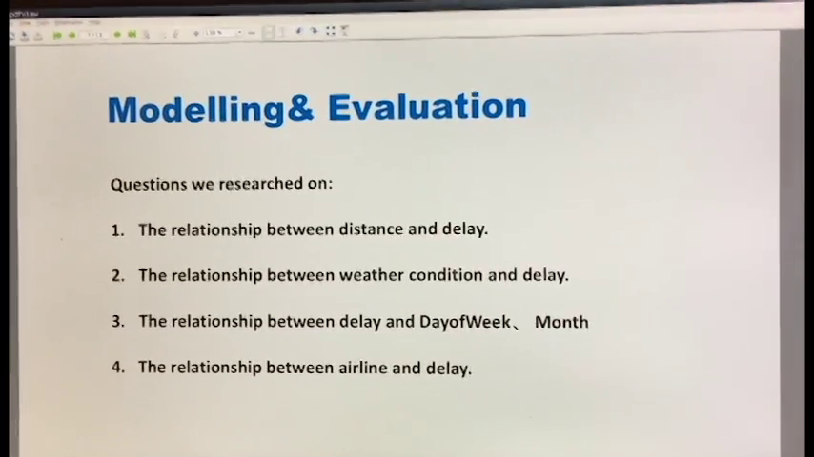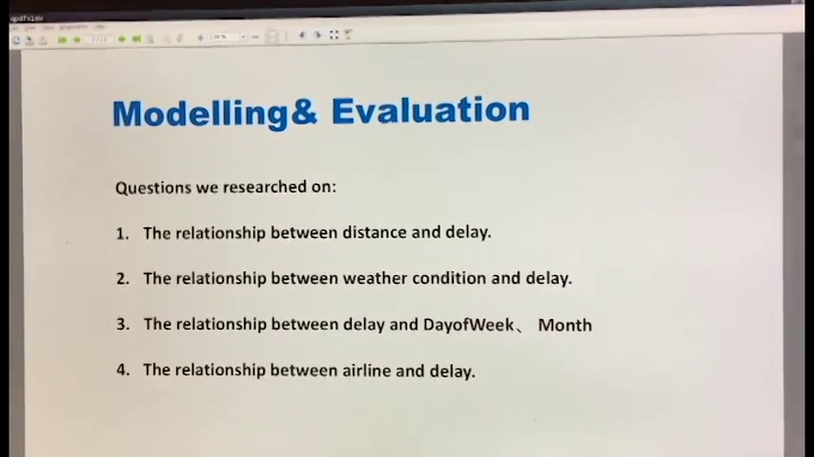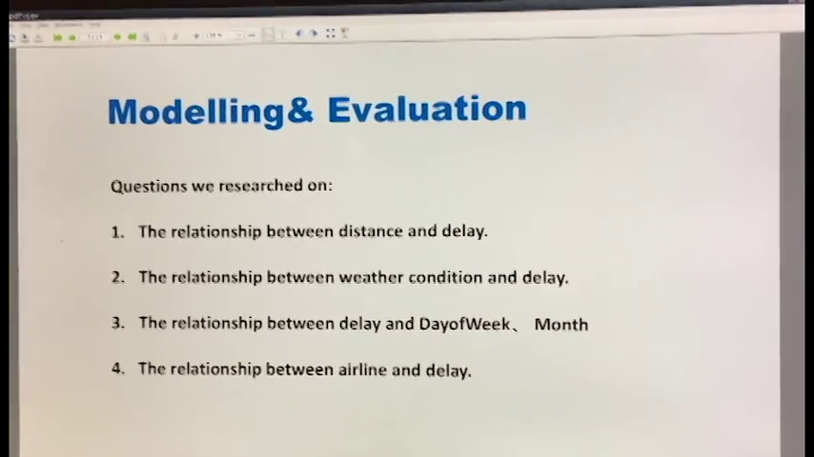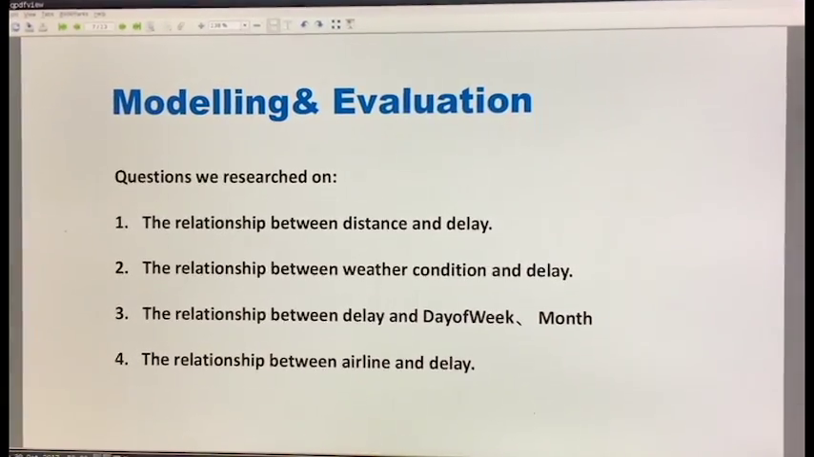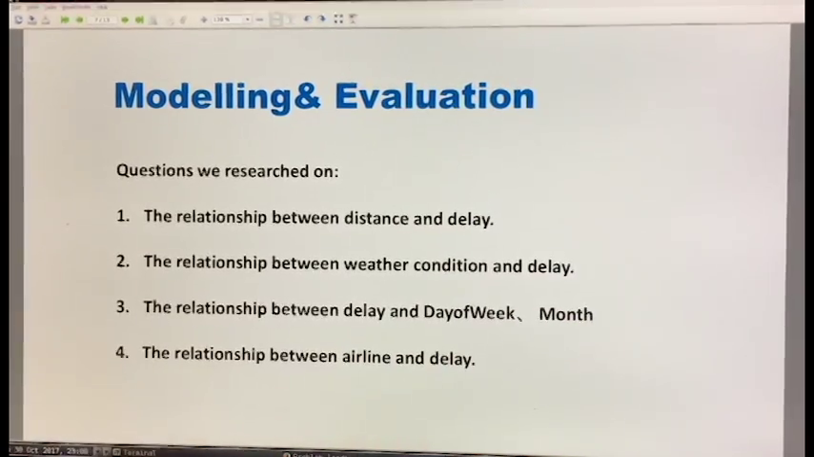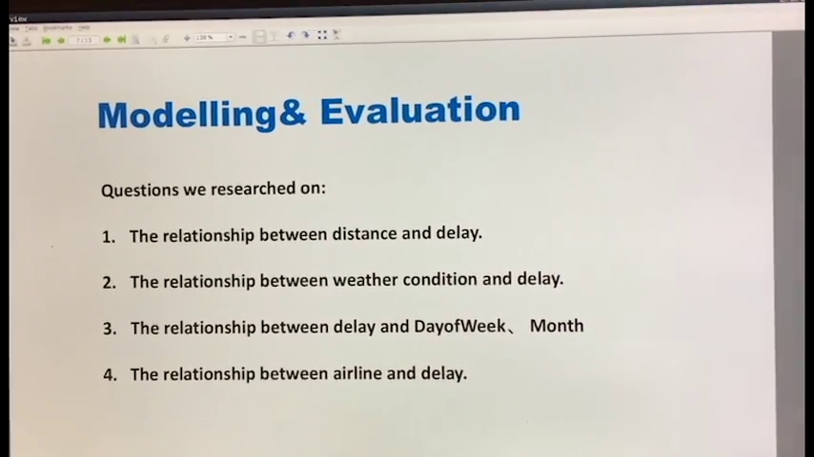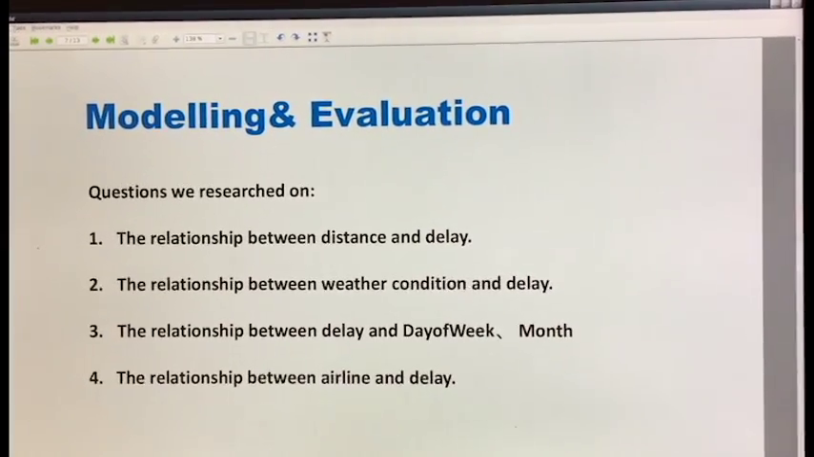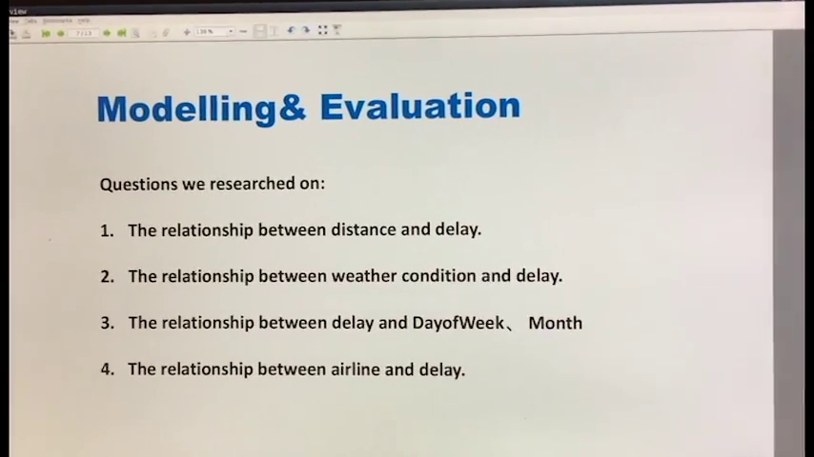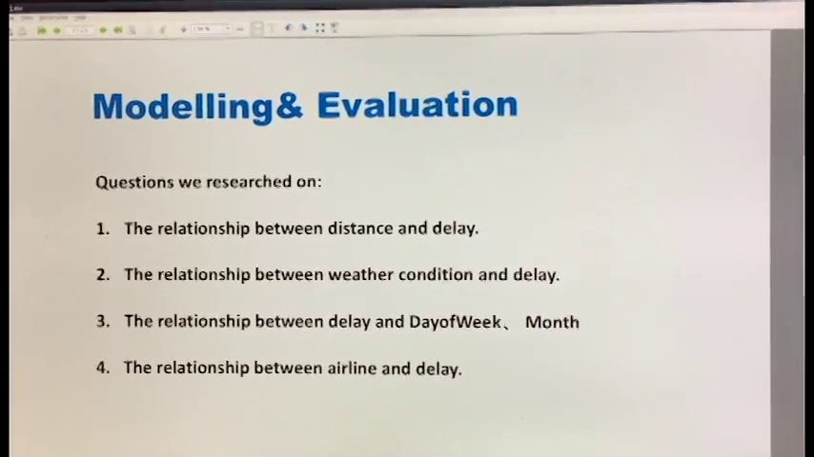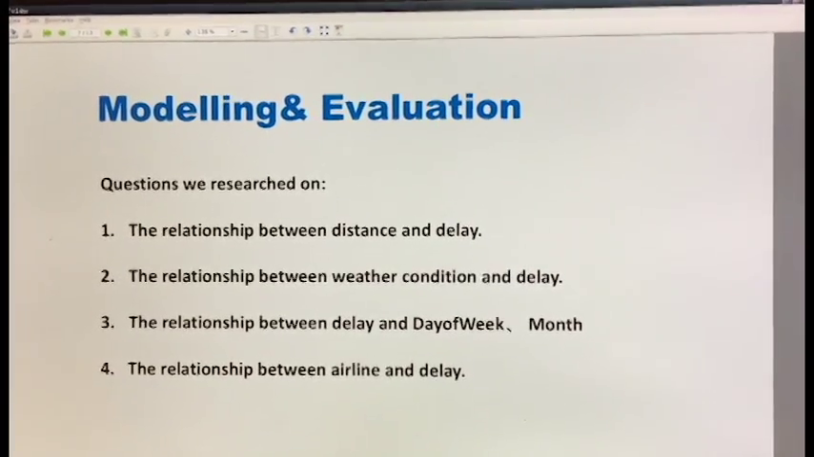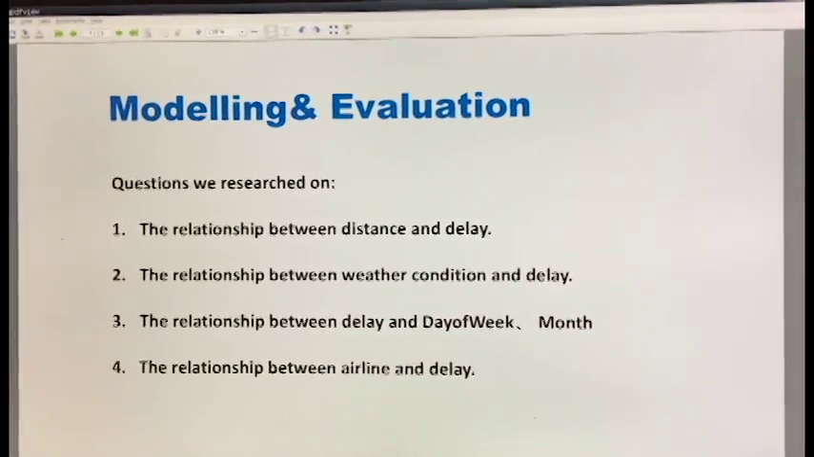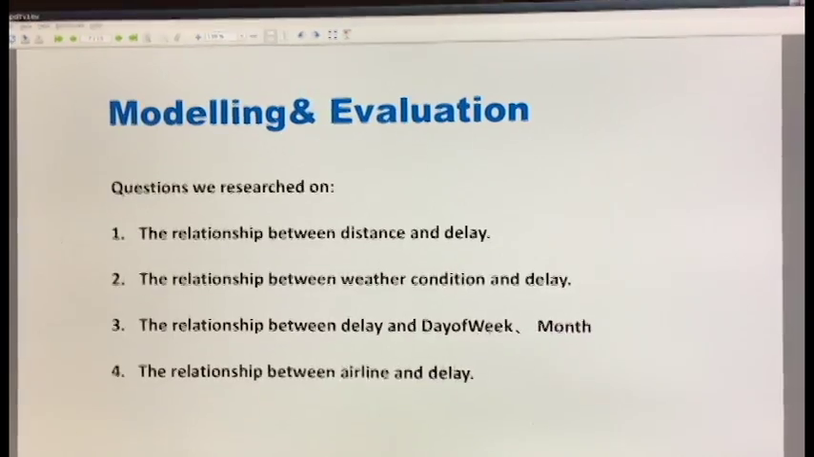Mainly we raised these four questions: the relationship between distance and delay, the relationship between weather condition and delay, the relationship between delay and day of the week or month, and the relationship between airline and delay. As I mentioned in the data understanding part, because the data that we have only contains the delayed flights, not the non-delayed ones, looking at the reasons why flights are delayed is not possible from this data set.